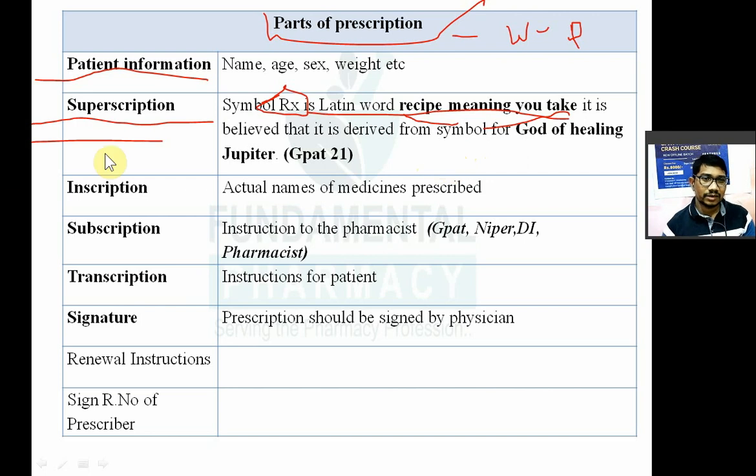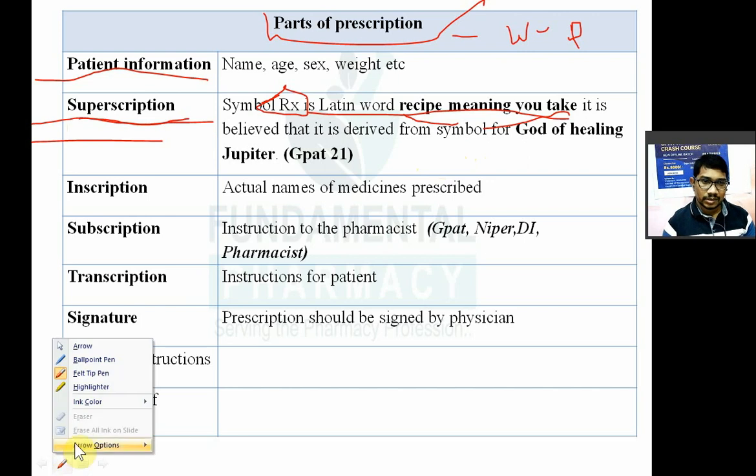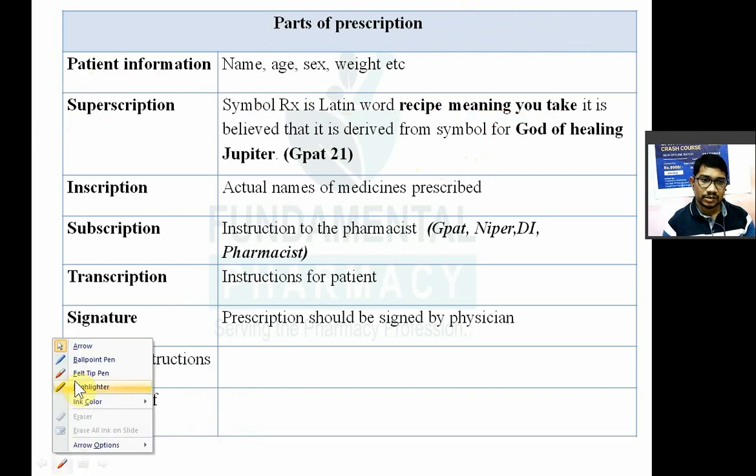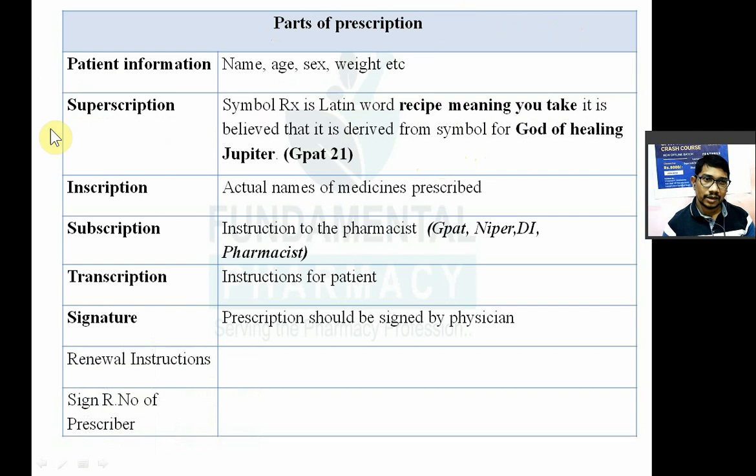So basically, in the superscription the RX symbol is there. What is the meaning of that symbol? It is a symbol of recipe, that means you take, or the patient should take. So what should the patient take? Medicines. What medicine? That will be described in the upcoming part of the prescription. So symbol RX is a word for recipe, a Latin term meaning you take.